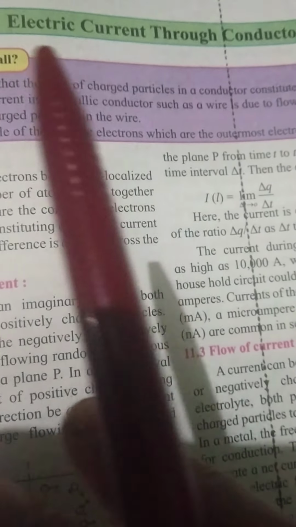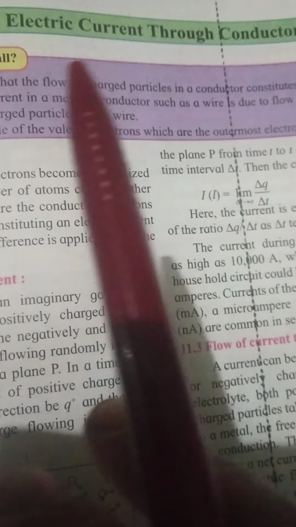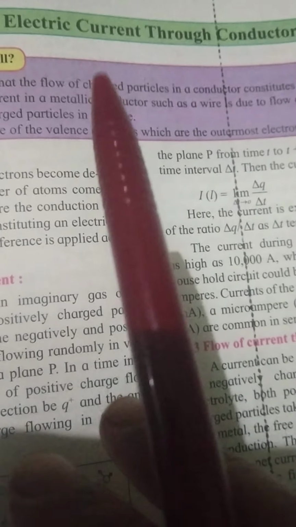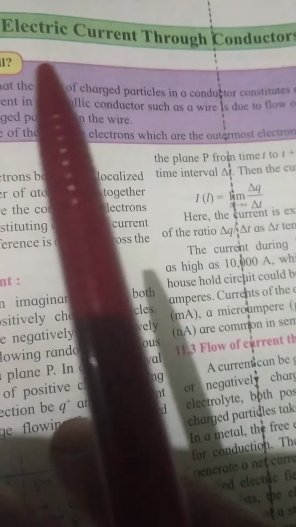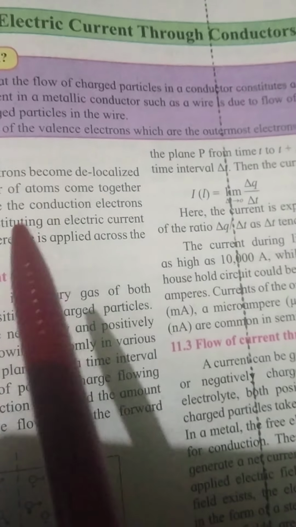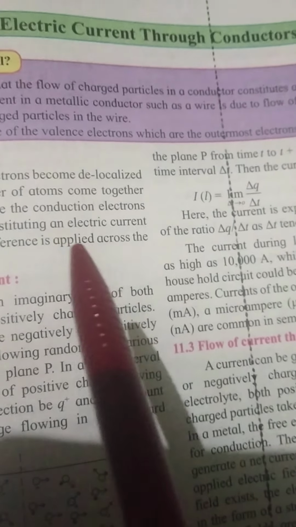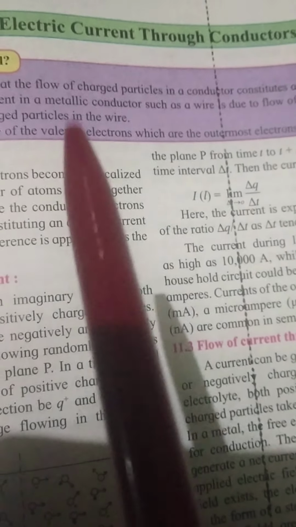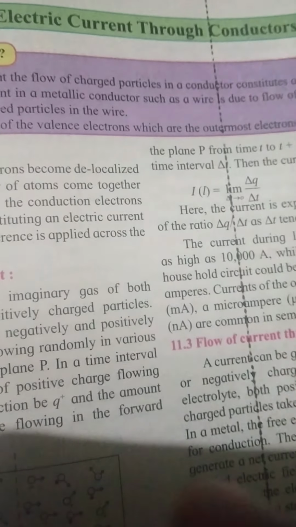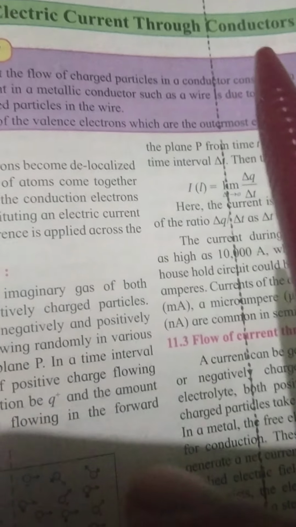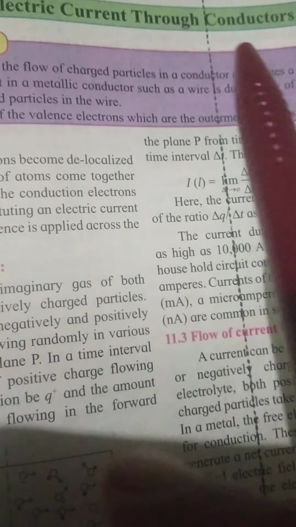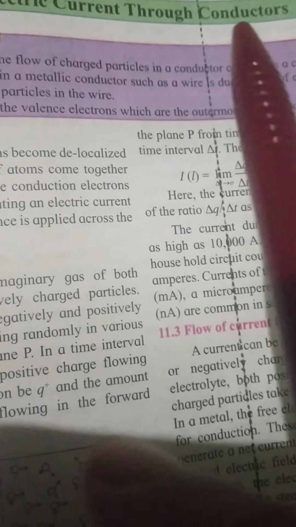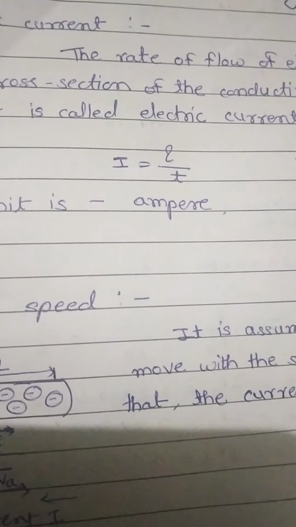So now, what is electric current? Electric current means the rate of flow of electric charge through any cross section of the conducting wire in the electric circuit. And we know the conductors. Conductors means materials which carry electricity are called conductors.